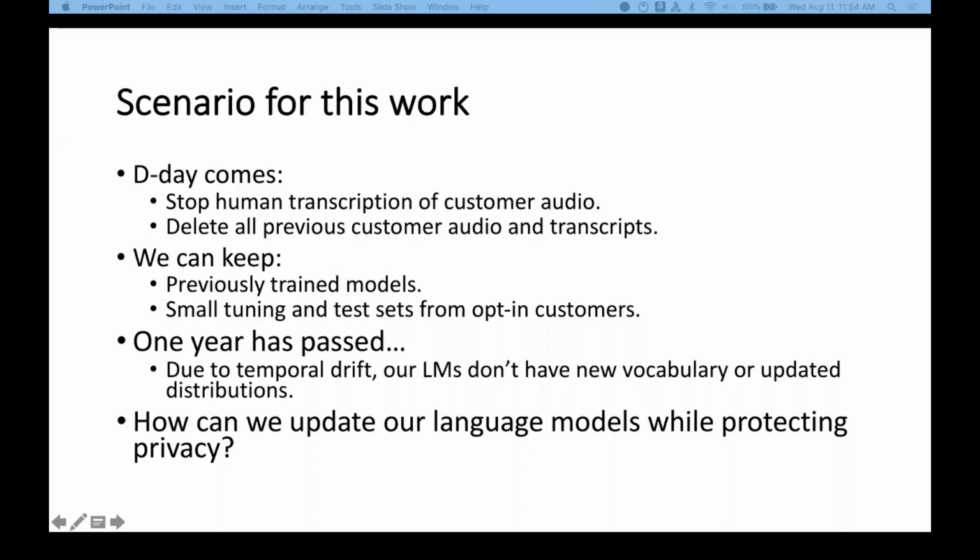This is the best case scenario for customer privacy. We are allowed to keep models that we have trained on old customer data up to that day. Now let's say 1 year has passed. Because of temporal drift, our language models don't have new vocabulary terms or updated distributions. How can we best update our language models?